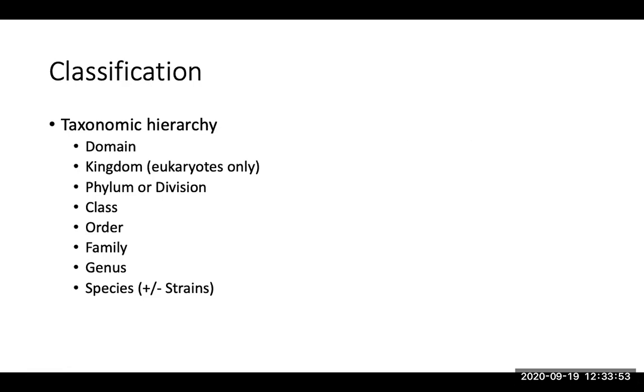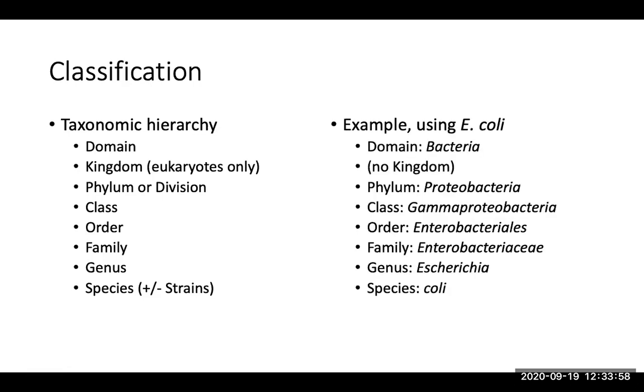Let me show you an example using E. coli. Here you can see that the domain for E. coli is Bacteria, right? That's the very largest group. All bacteria belong to the domain Bacteria. There's no kingdom. E. coli are in the phylum Proteobacteria, and as you work your way down, you see that Escherichia, the E in E. coli, is the genus, and coli is the actual species.